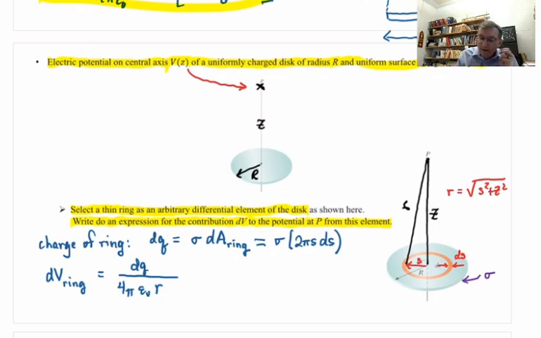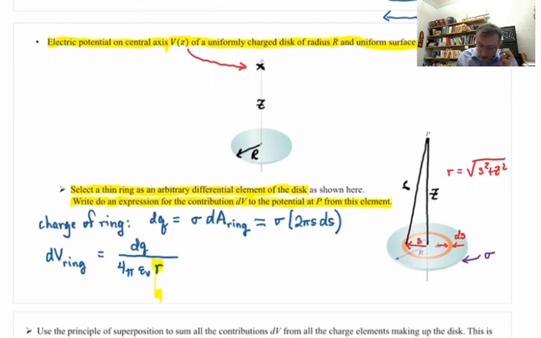Because what I need here is the distance from a point on the ring to where we are, and we are at point P. Every point on the ring is the distance little r that I've drawn from point P, and little r is the square root of s squared plus z squared. It's really vital that you see that.